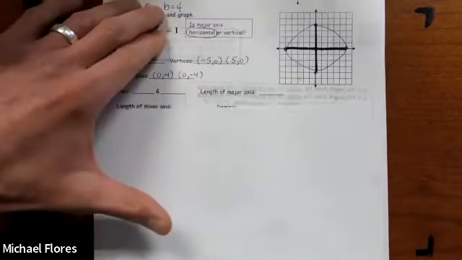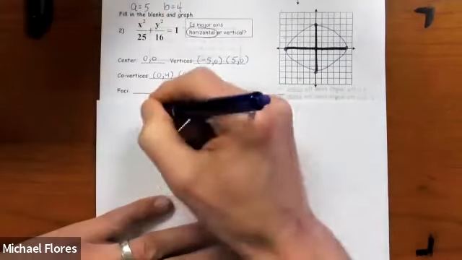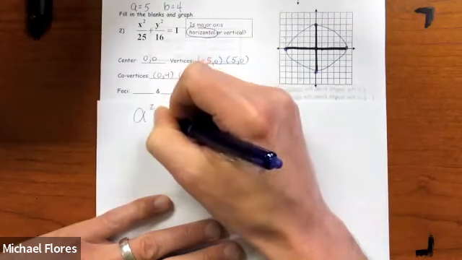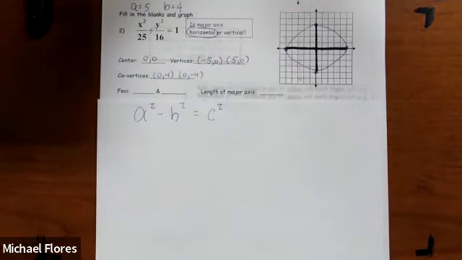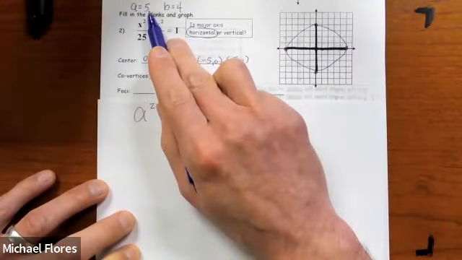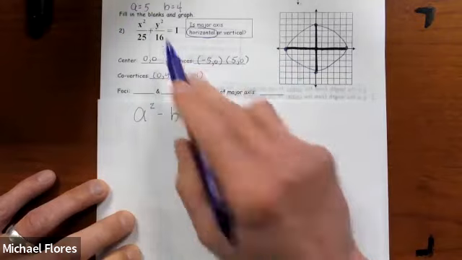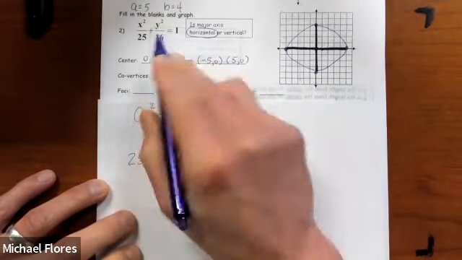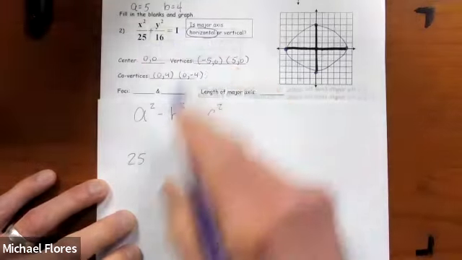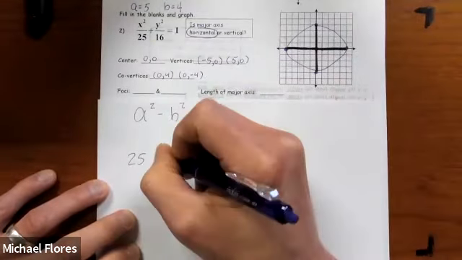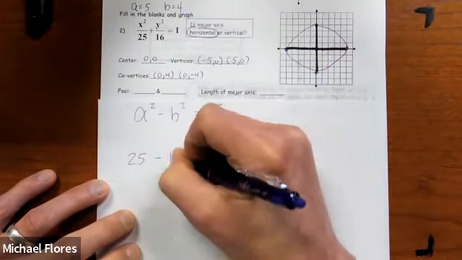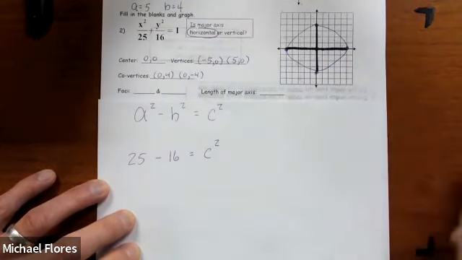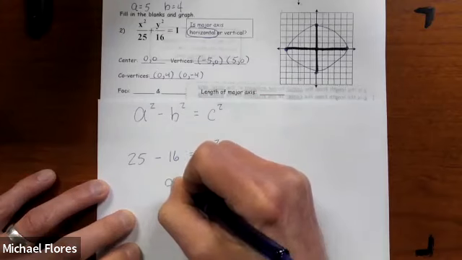Okay. So that formula, remember, it's A squared minus B squared equals C squared. C represents our focus. Our A value is 5, and 5 squared is 25. Really, all you need to do is just keep the numbers underneath your fractions. And just remember which one's A, which one's B. So 25 minus B squared, our B term is 4 squared to get 16, and set that equal to C squared. 25 minus 16 is 9.